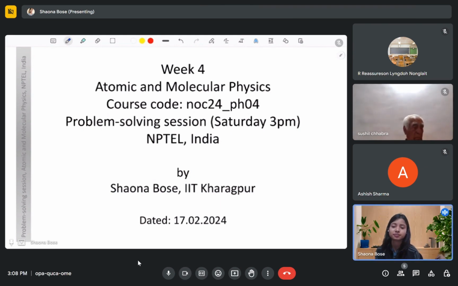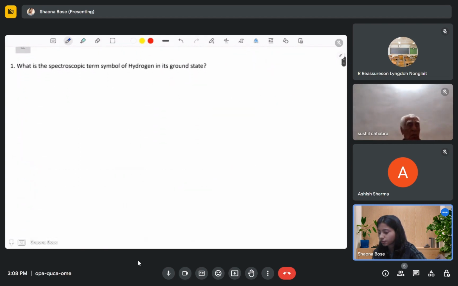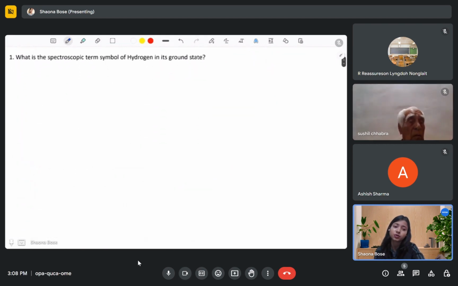So, good afternoon, everyone. This is week 4 of the problem solving session, Saturday class. So, let's start already. Today's problems will be mainly focused on the LS coupling in the electronic system. Our first question is, what is the spectroscopic term symbol of hydrogen in its ground state? Please let me know what you think.